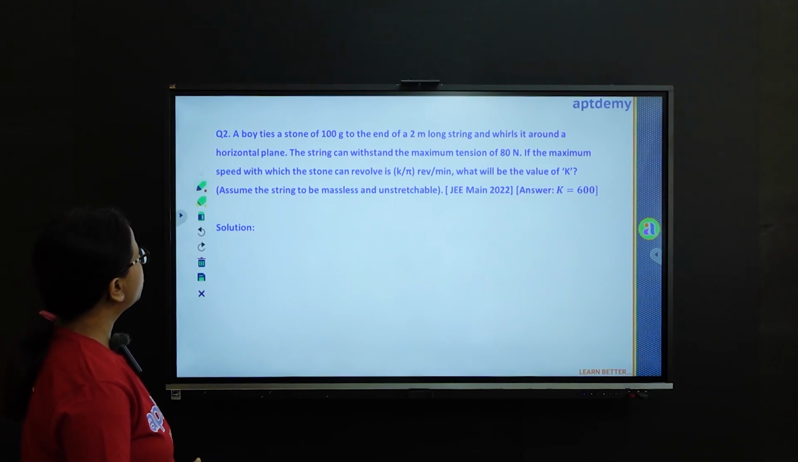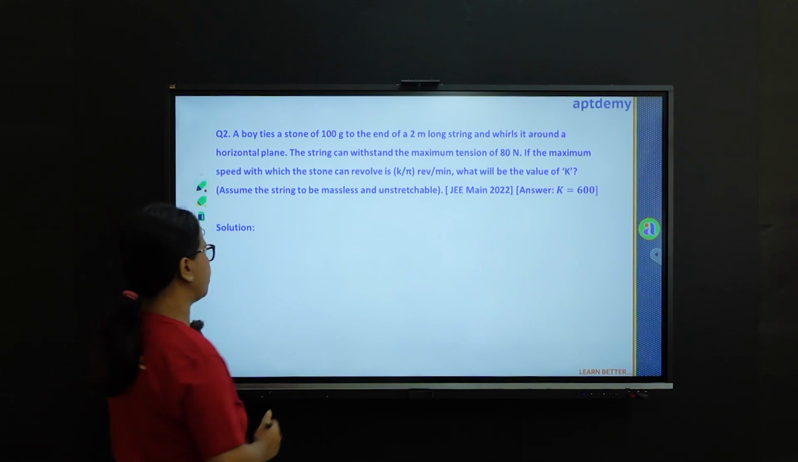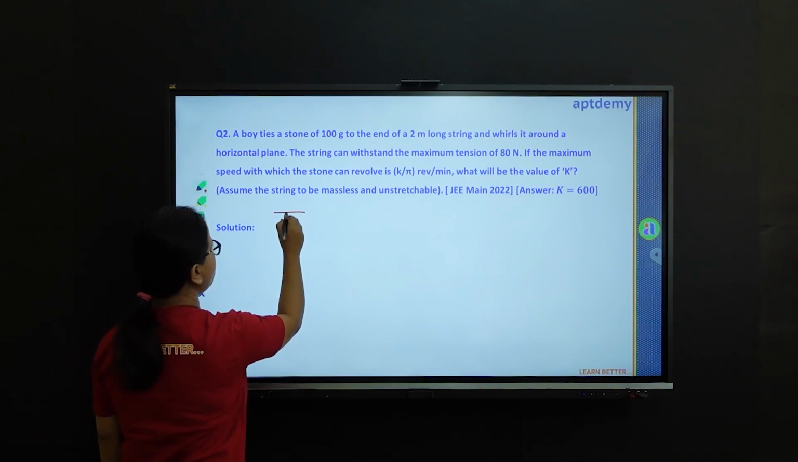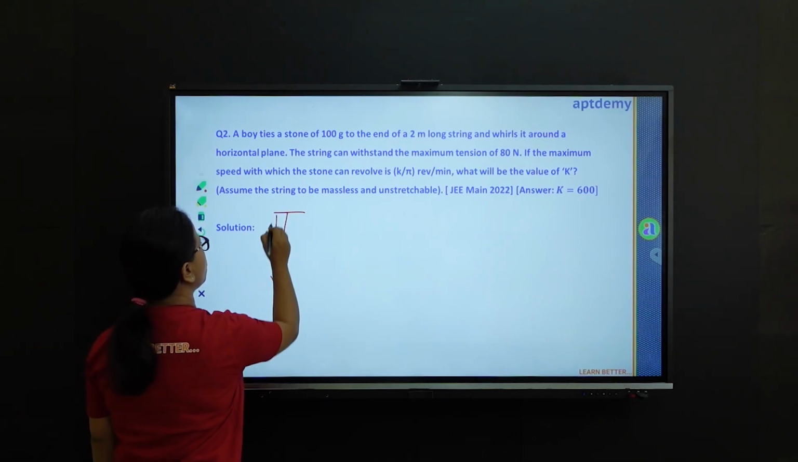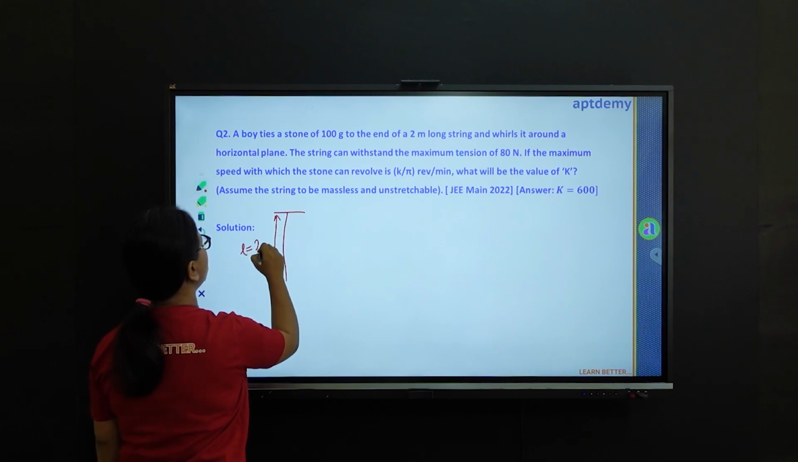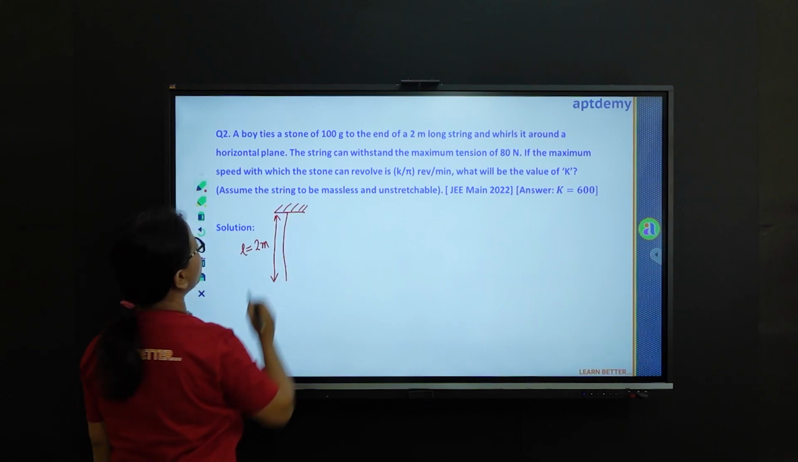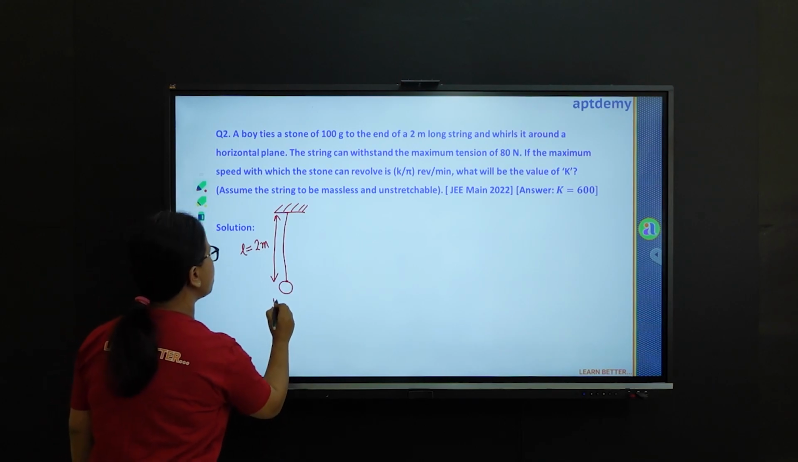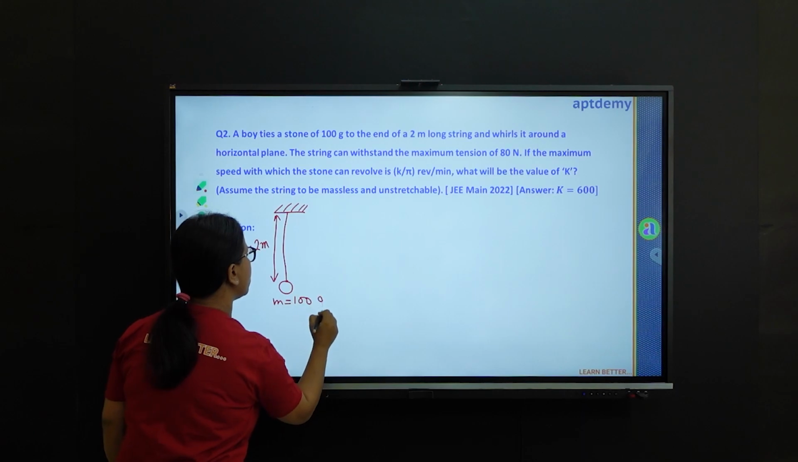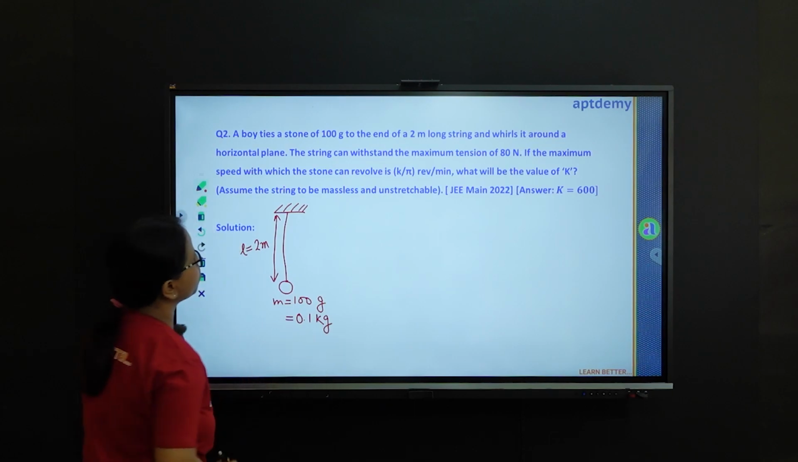Okay, this is another beautiful problem that we have in hand. A boy ties a stone of 100 grams to the end of a 2-meter long string. So let's try to observe the diagram. We have a string. Sorry for the diagram. We have L equals 2 meter. This is the length of the string which is hanging from a particular support. There is a stone at the end of the string. The mass of the stone is 100 grams. Let's convert this to SI units. We have this as 0.1 kilogram.